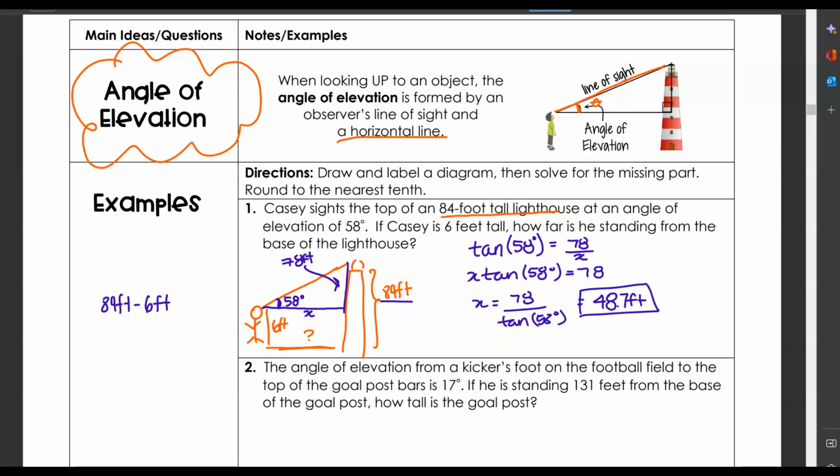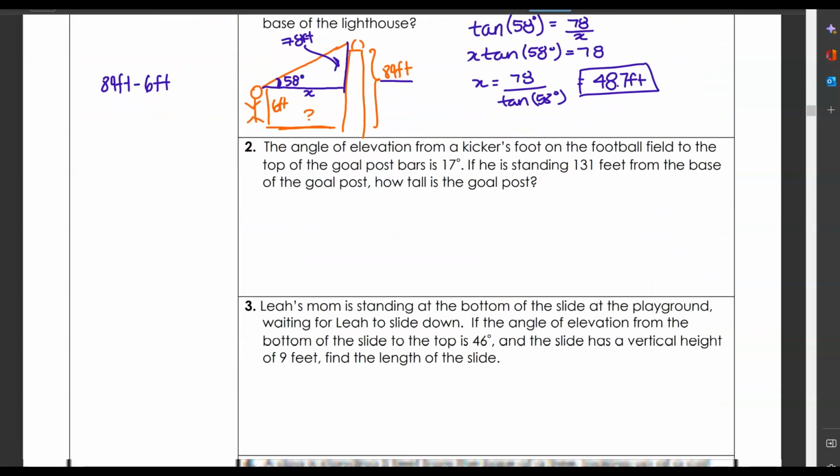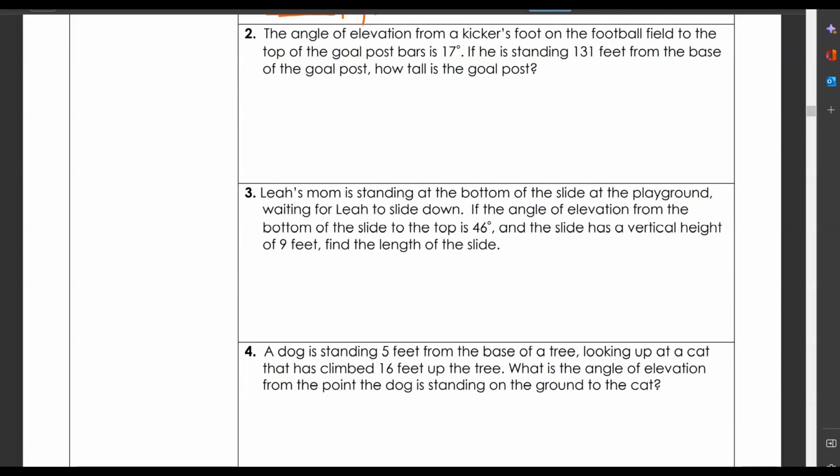This is a word problem, so we should answer in words. How far is he standing from the base of the lighthouse? We say that he is standing 48.7 feet from the base of that lighthouse. All right, let's do another one. Let's look at number 2. The angle of elevation from a kicker's foot of the football to the top of the goalpost bars is 17 degrees. So here, we're trying to get to that goalpost. We know that this right here is 17 degrees from the kicker. Here's his foot.